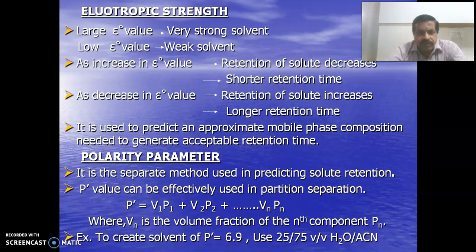Suppose the E value is very high, it is a strong solvent, and a low E value is considered a weak solvent. An increase in the E value decreases the retention of the solute and shortens the retention time. Whereas with a decrease, the retention of the solute increases and a longer retention time can be achieved. So it is usually used to predict an approximate mobile phase combination needed to generate acceptable retention time. The polarity parameter usually depends upon the separate methods used in predicting solute retention, where the volume fraction and N components may also vary.